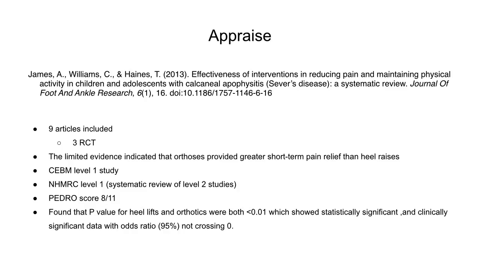In appraisal of the first high-level article we found by James, Williams and Haynes in 2013, we noted there was a Level 1 Sever study and Level 1 NHMRC study, which is a systematic review that includes RCTs. Overall, the study included 9 articles within its selection criteria, with 3 being randomized controlled trials. The review appraised the level of evidence of each study with the PEDro scale. As with the PEDro scale, James, Williams, and Haynes took into consideration blinding, follow-up, and between-group comparisons.